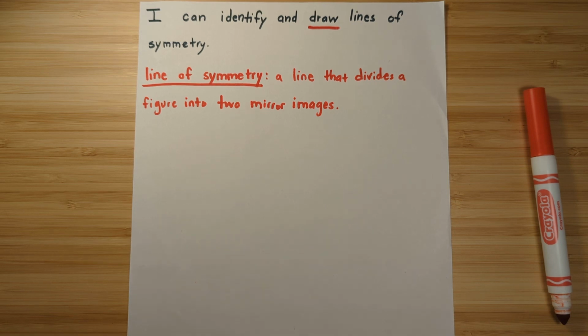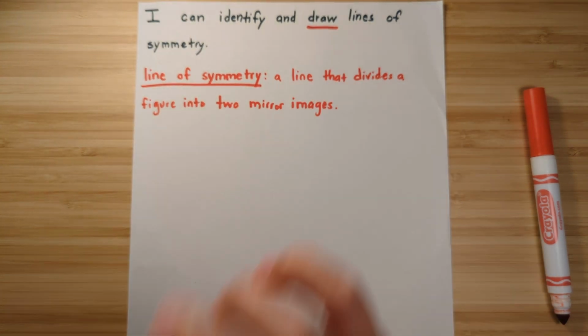The I can for today is I can identify and draw lines of symmetry. The definition of a line of symmetry is a line that divides a figure into two mirror images. And I underlined the word draw because we're going to be focusing on drawing lines of symmetry.